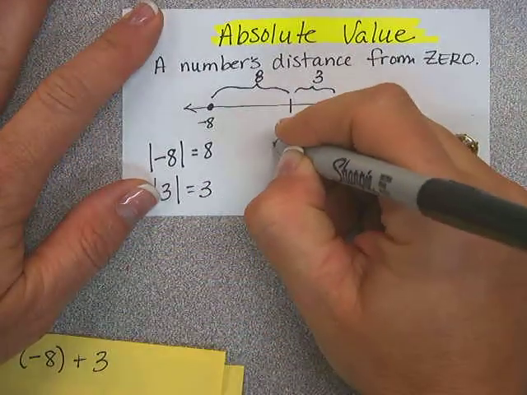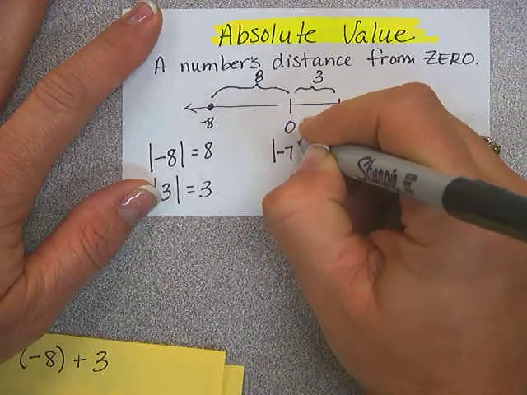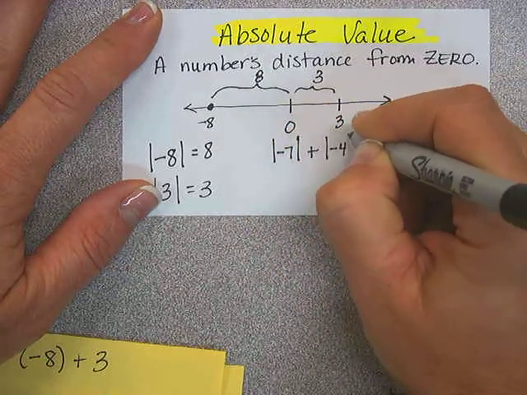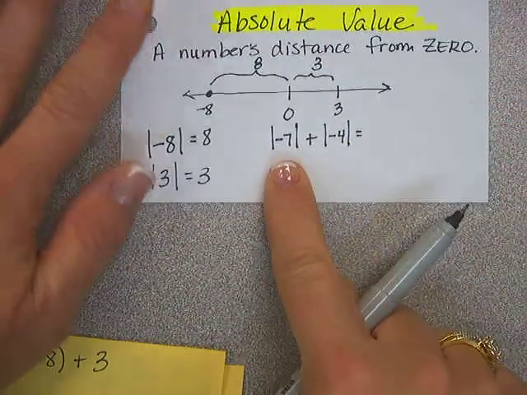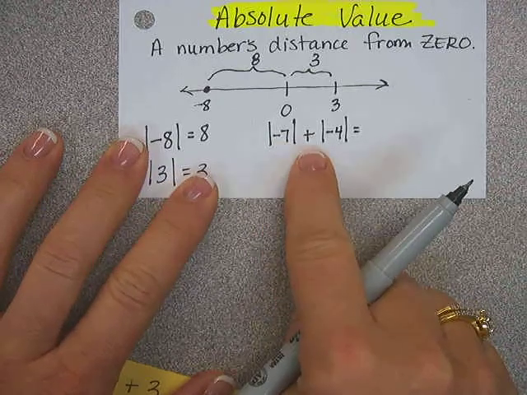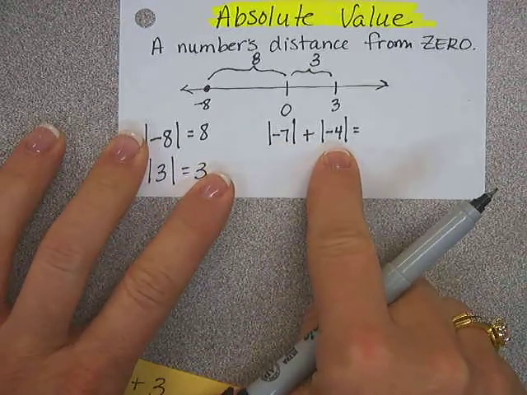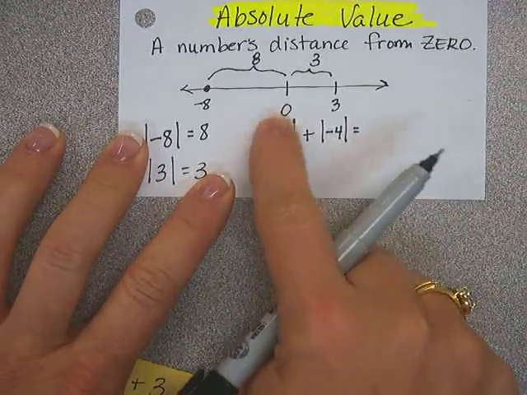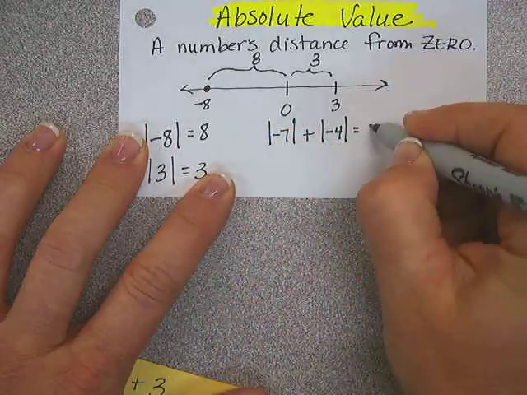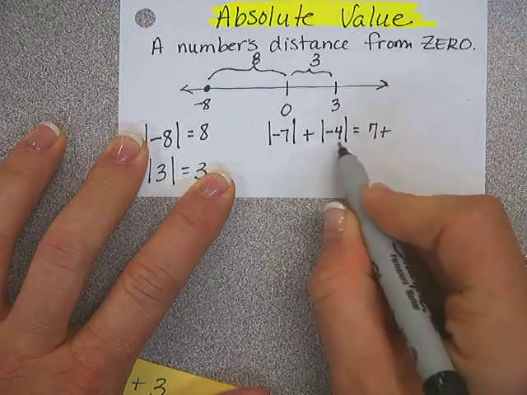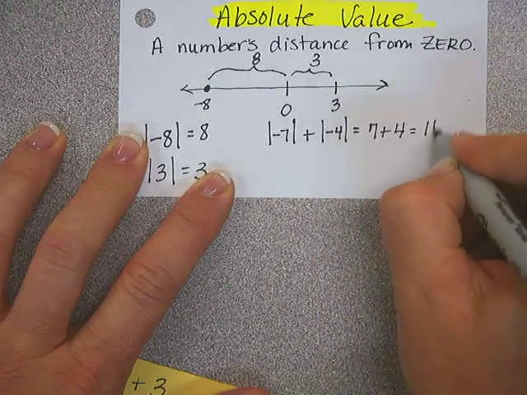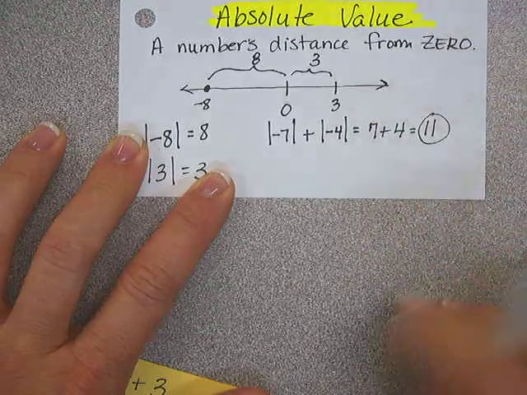Okay, so a couple problems we want to do is what happens if you use the absolute value in some sort of an equation like this. The absolute value of -7 plus the absolute value of -4. Well, you first have to figure out each of these absolute values. So the absolute value of -7 is +7. Absolute value of -4 is +4. This comes out to be 11.